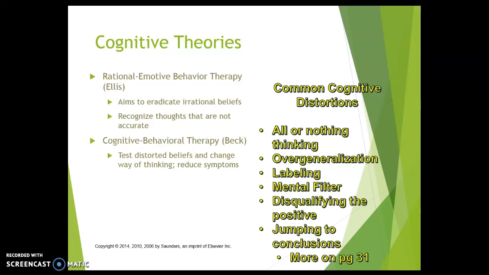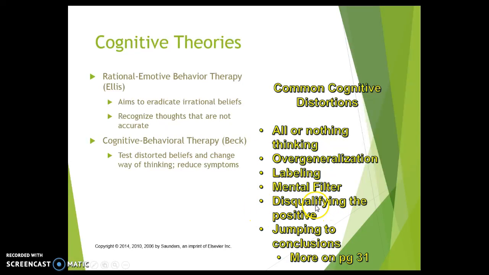If you look here, all or nothing thinking, either it's black or it's white. There is no in between. There is no gray. That's a distortion. Overgeneralization, saying all of those nursing instructors are mean. They're all mean. That's overgeneralization. Labeling, mental filter, disqualifying the positive.